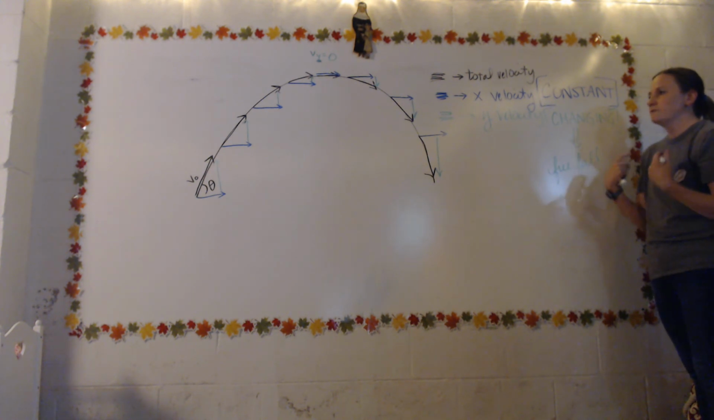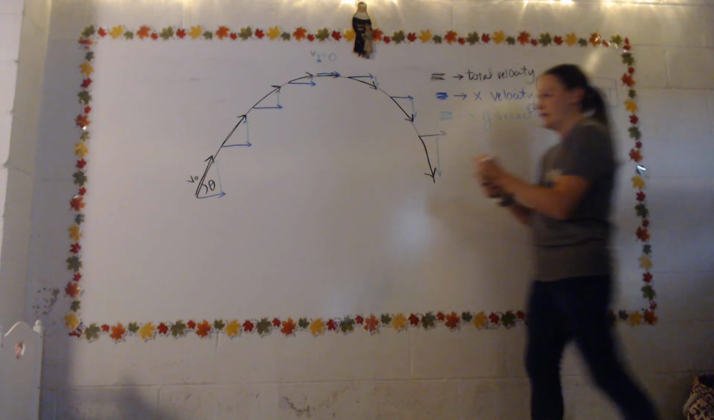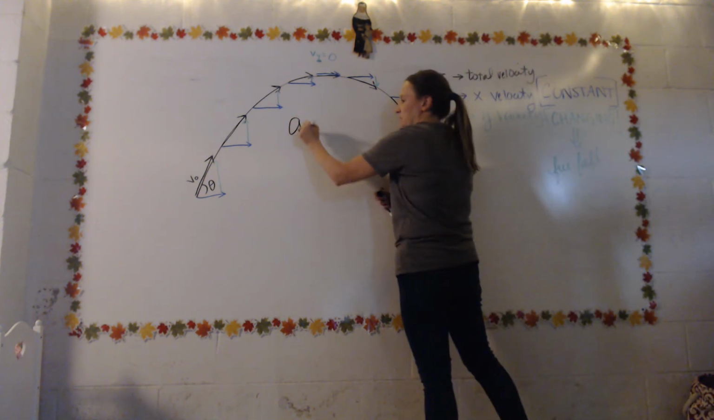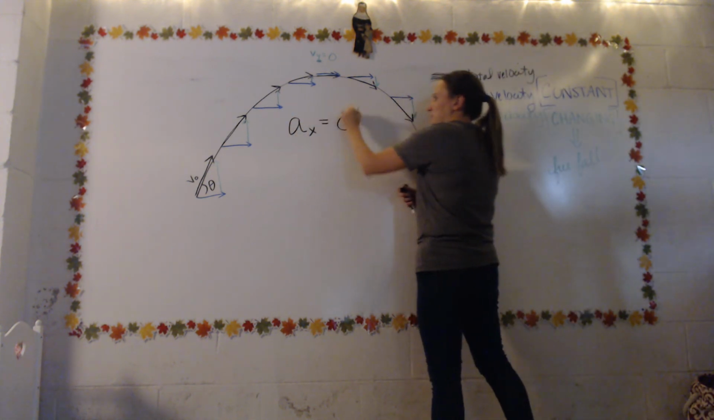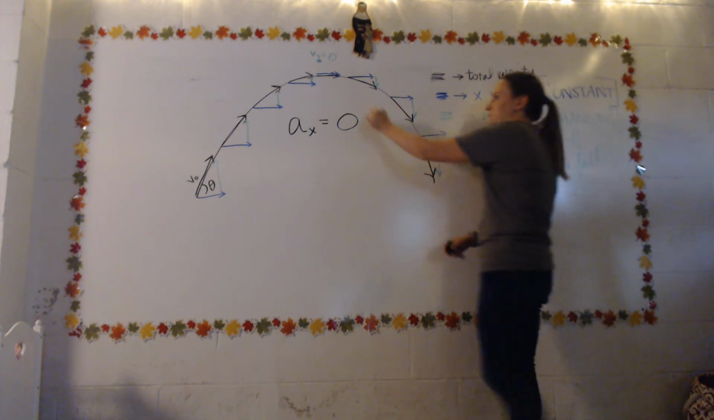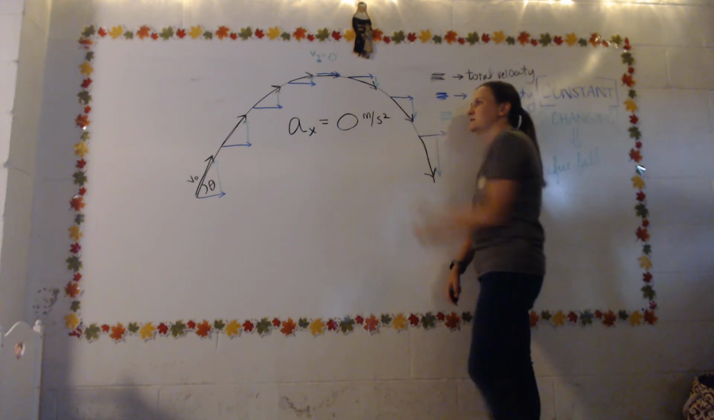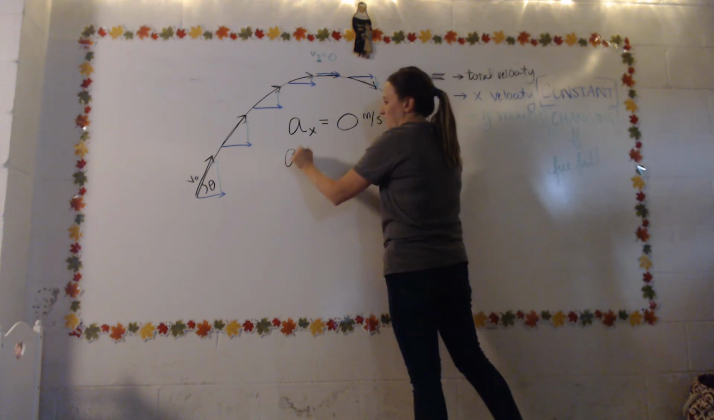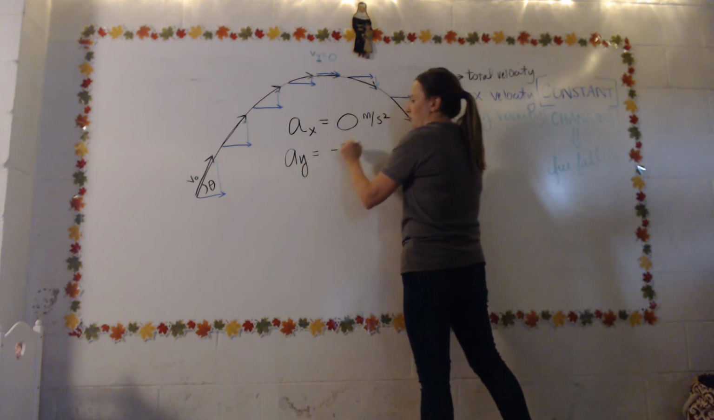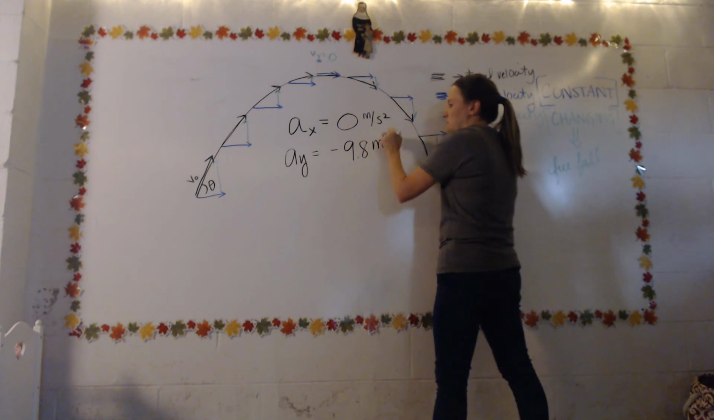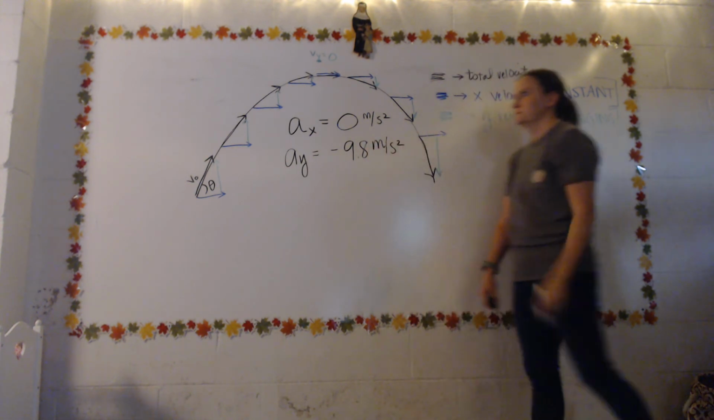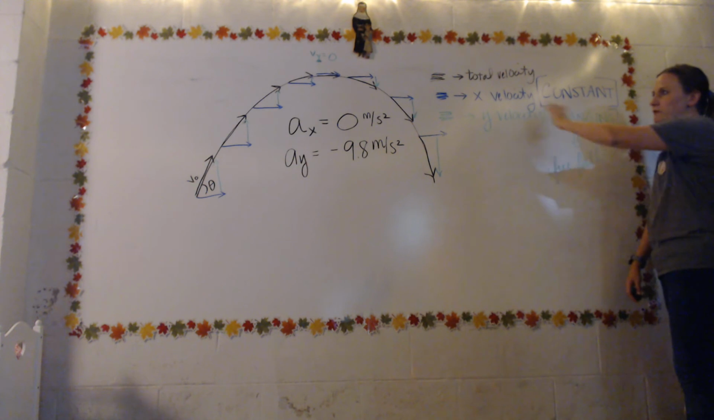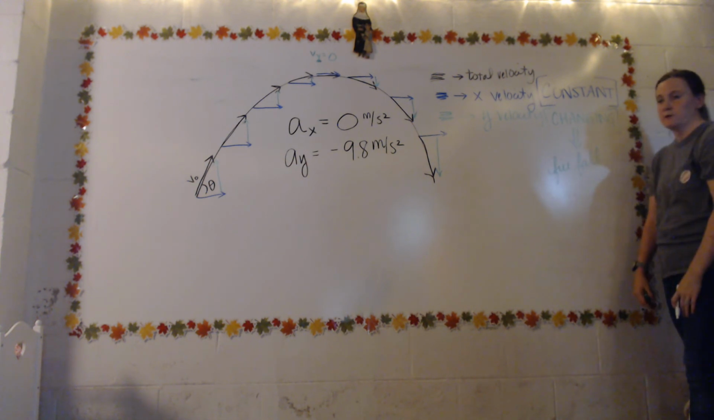And so if we take this further, we would say the acceleration in x is always 0 meters per second squared, because we have that constant velocity in x, it's not changing. And the acceleration in y for a projectile is always negative 9.8. It's falling just according to gravity. So this is how velocity works with projectile motion.